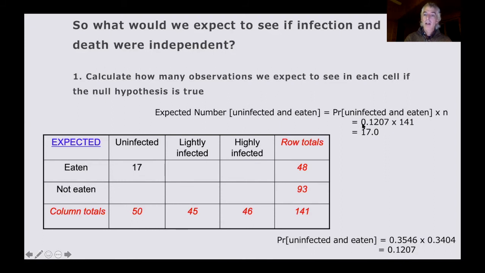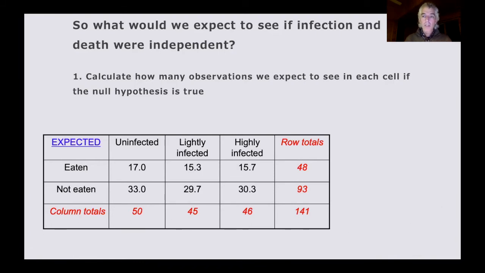Well, to get that, we simply take the probability of fish occurring in this cell and multiply that probability by the total number of fish in the experiment to get the expected number of fish in this category. So in this experiment then, if being eaten is independent of infection status, we would expect to see 17 fish that were uninfected and in fact eaten by the birds.